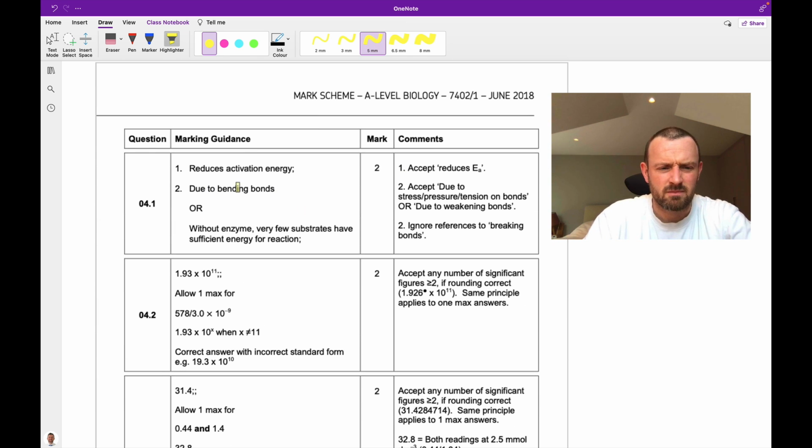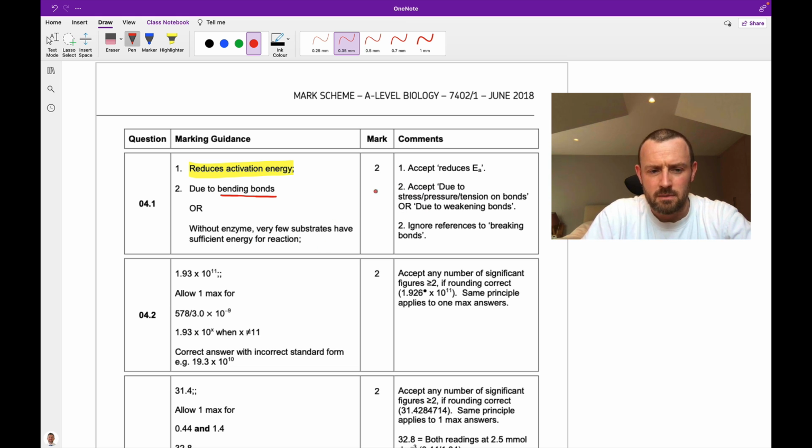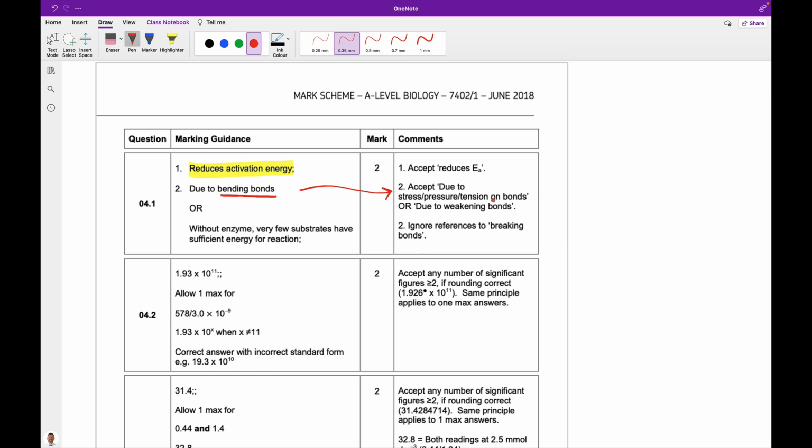Ooh, this is interesting. Reduces activation energy, that's there, due to bending bonds. Gosh, I've never seen that before, but then I'm kind of new to AQA marking, so this is what they want you to say: due to bending bonds. Or, without enzyme, very few substrates have sufficient energy for the reaction. Let me see what else it accepts here. Due to stress, pressure, tension on bonds, or due to weakening bonds.